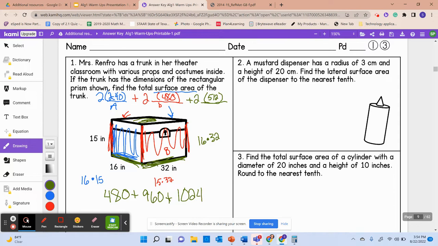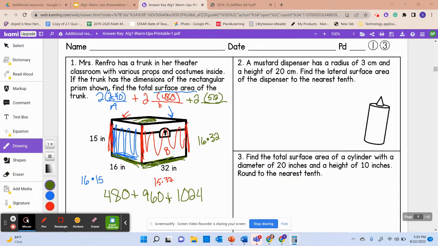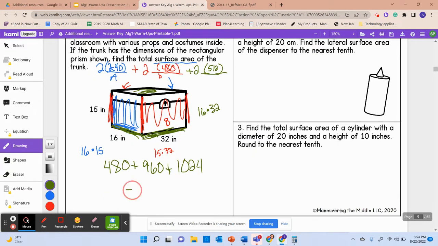Now we can just add it up very easily. So we have 480 plus 960 plus 1024, which is equal to a total surface area of 2,464. So it's 2,464 inches, and surface area is squared.